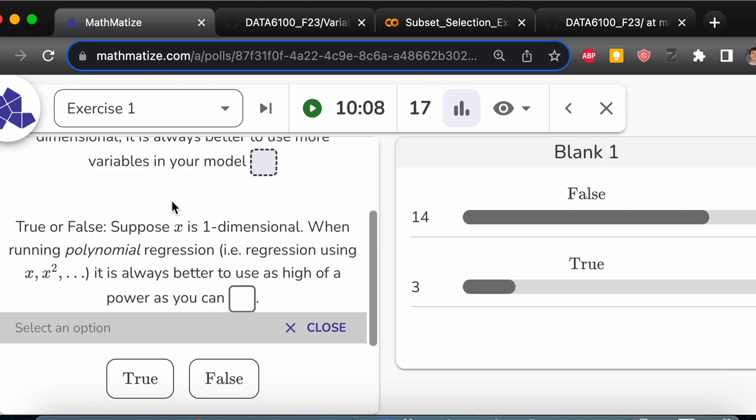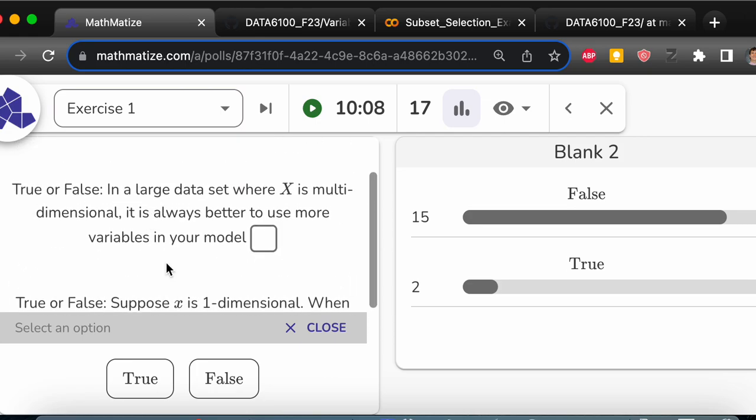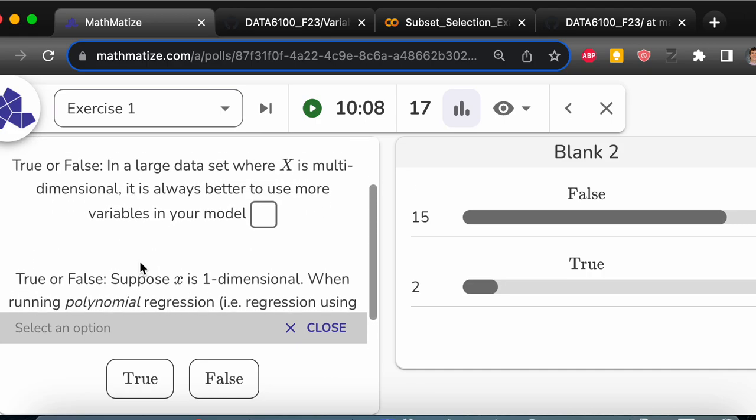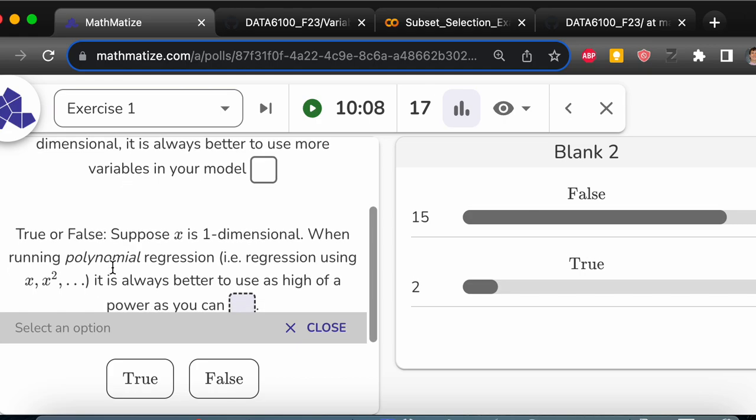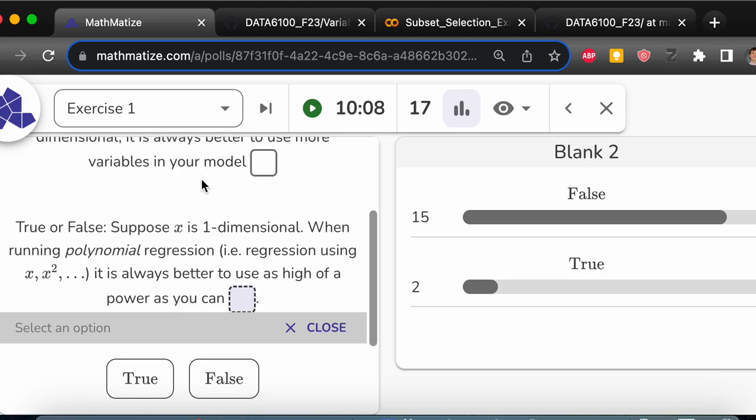And the question is, when running polynomial regression, is it always better to use a higher power, the more powers you use? And people said false. And false is, again, the correct answer. So very well done, everyone. This is actually the same thing as before. You can think of the powers as higher dimensional things, right? So instead of having just x, you have x and x squared. Yes, they're related in some way, but it's just another dimension. So really, this one and this one are the same question twice, right? Which is, should you have more or less variables? And you guys all watch the videos, you know that you don't always want more.